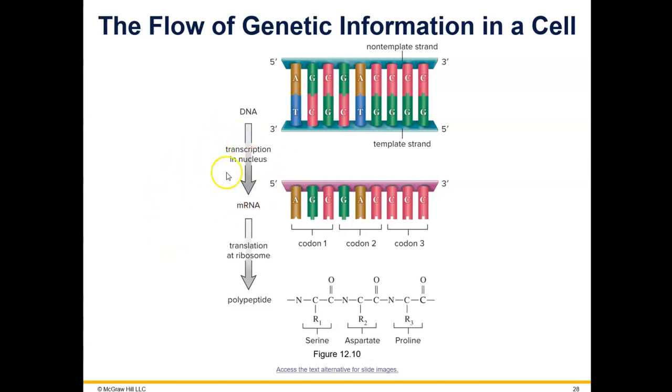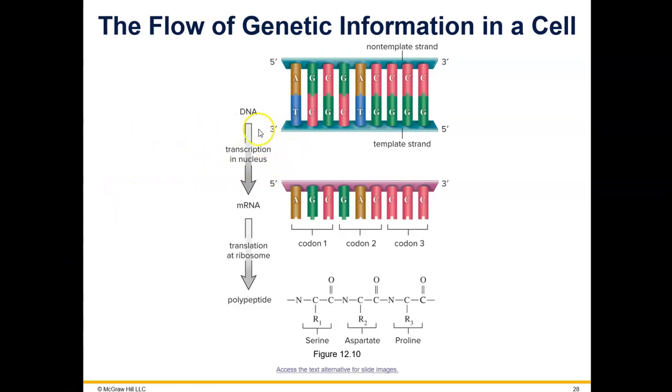So this is slide number 28, and you can see that coding for a protein starts with a DNA molecule. A piece of DNA that codes for a protein is called a gene. So we start with our gene, and then one of the strands of the DNA serves as a template strand, and this happens in the nucleus.